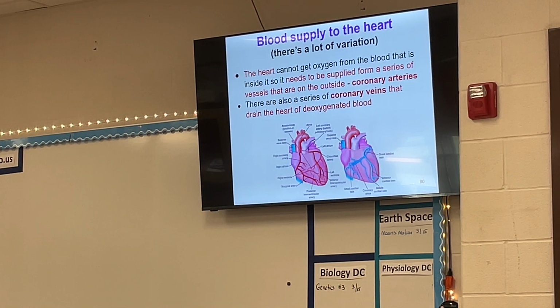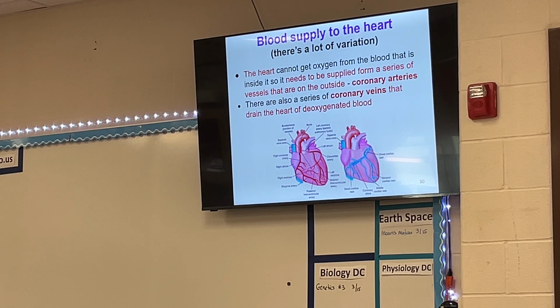So, the heart needs to be supplied with a series of vessels that are on the outside. These are called the coronary arteries. We're not going to learn the coronary arteries because that is an anatomy thing, but you need to know that the coronary arteries and the coronary veins are very important. The blood that is inside the heart can't give oxygen to the heart itself, but the heart muscles still need oxygen. In fact, if they don't get oxygen, the heart dies. But just because the heart pumps blood doesn't mean that the blood inside is giving oxygen to the heart.